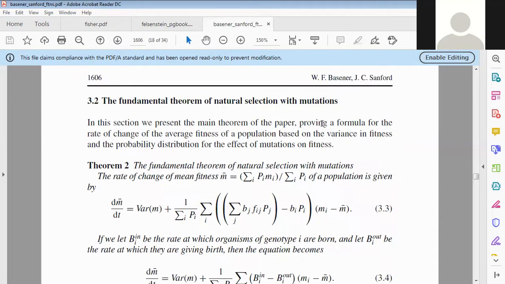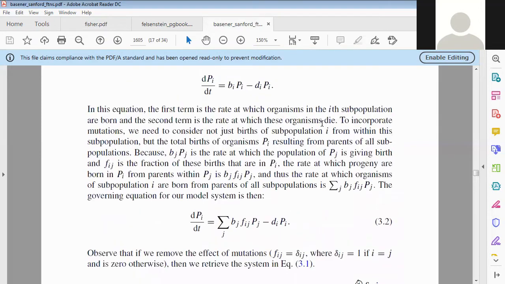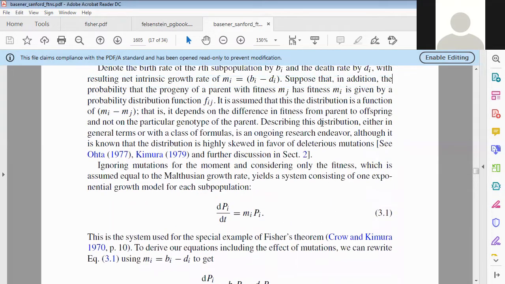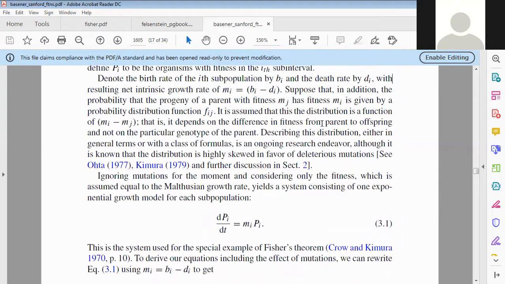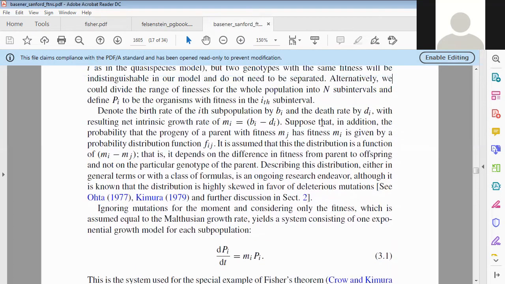I presume, do you have the paper handy? If not, since we're talking about it, we might as well try to look. The birth rate of the i-th subpopulation and the death rate DI. Oh goodness! So that's the birth rate of the i-th population, BI.